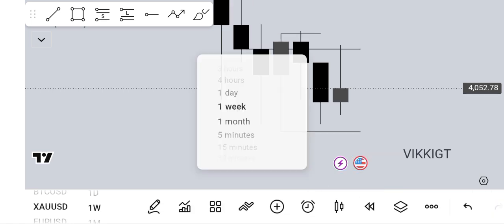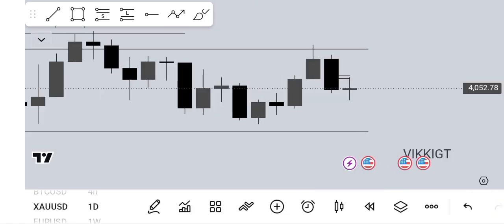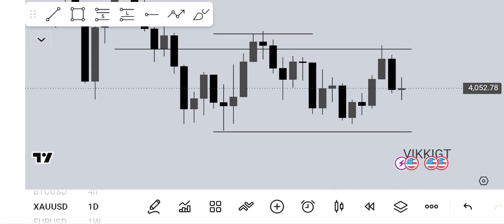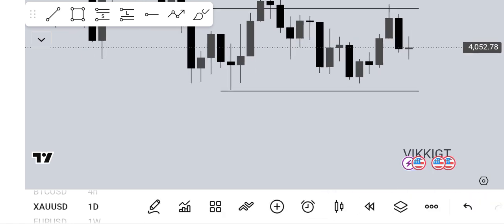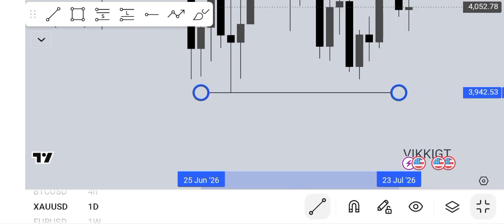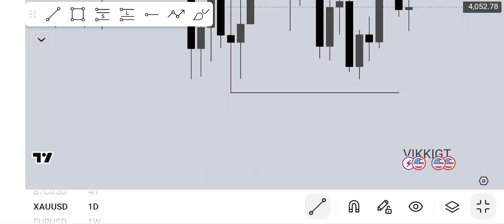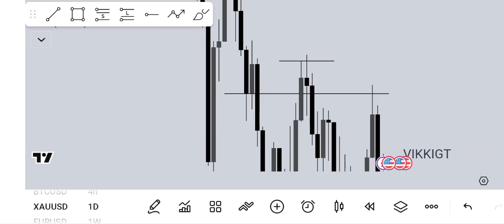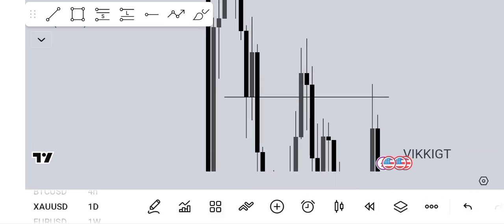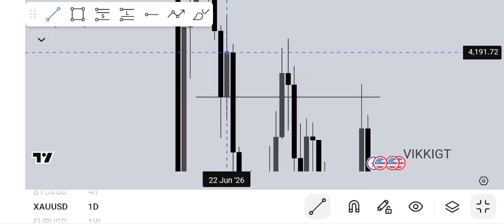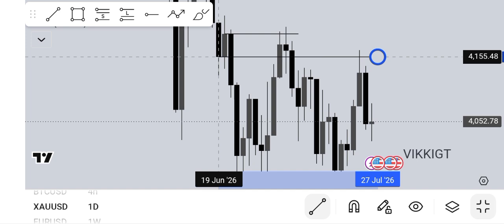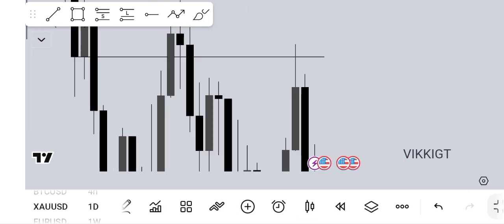Heading on to the daily time frame. What I love to see on the daily time frame after a weekly rejection, or on the 4 hours time frame after a daily rejection, or on the 1 hour and 2 hours time frame after a daily rejection, is a breakout or an engulfing candle. And this is daily rejects daily. So this is the key level that price is rejecting from, and then we had this engulfing candlestick.